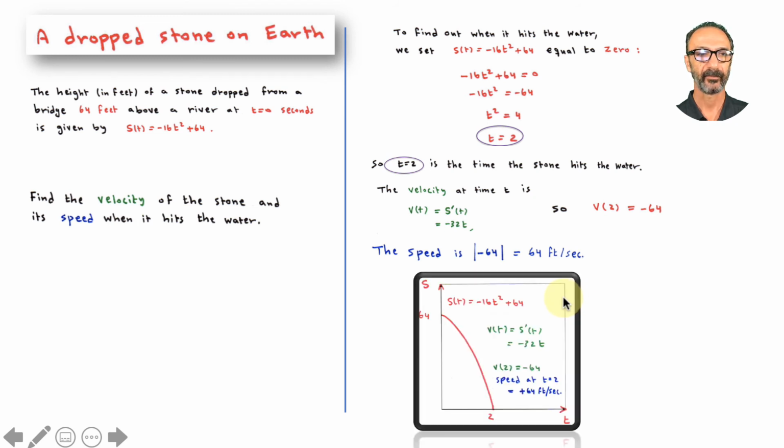Alright, let me support these ideas within a graph. You're throwing it from the bridge down to the water. It hits the water or the river surface after 2 seconds. You started from a height of 64 right here. This is your position function. When you're down here, s of t is 0, not 64. V of t will be the tangent, which is velocity, and the speed will be the absolute value.